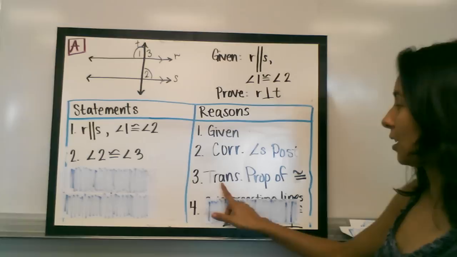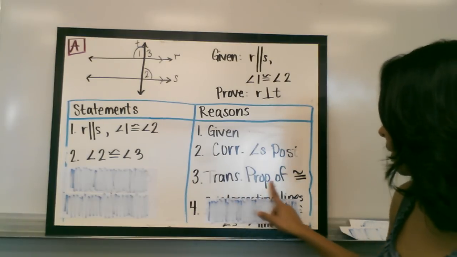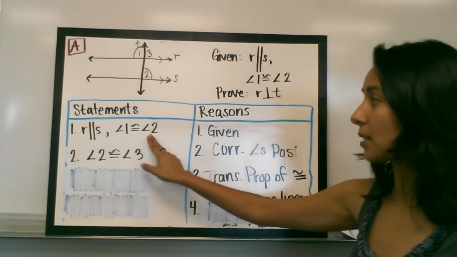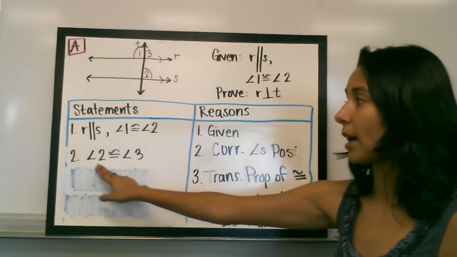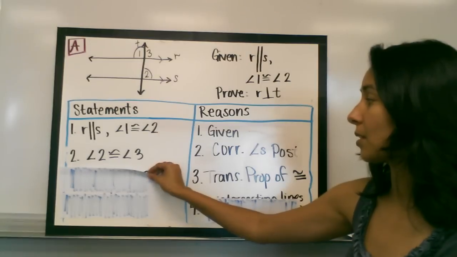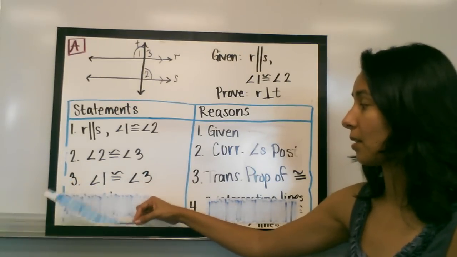Alright. If you said transitive property of congruence, then you were right. Transitive property says that I can take these angle 2's out and set angle 1 congruent to angle 3 because they're both congruent to the same thing.